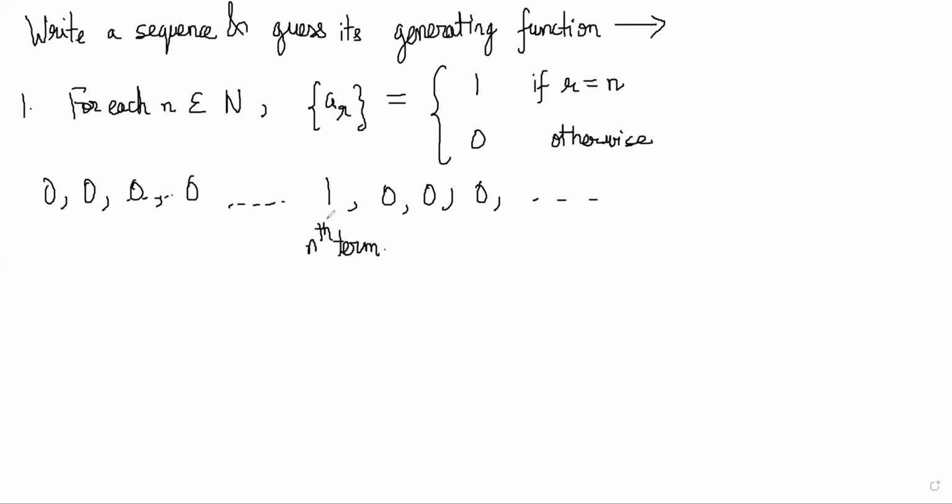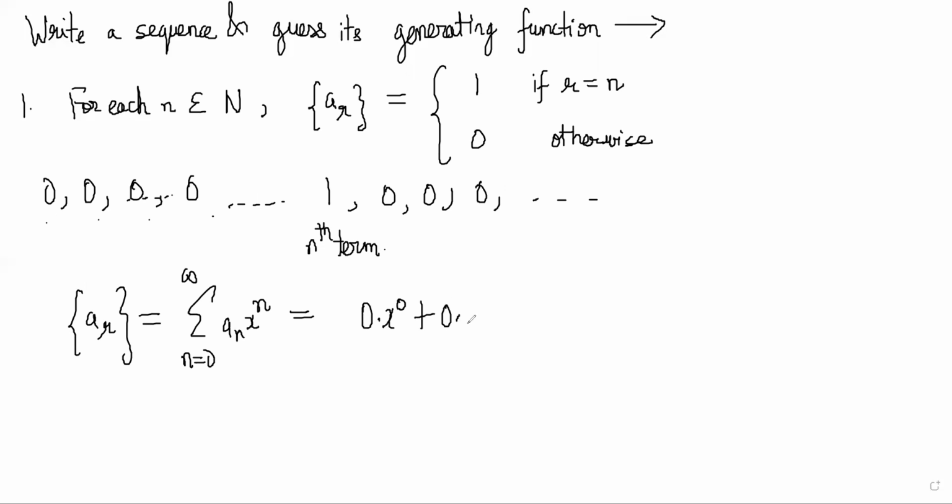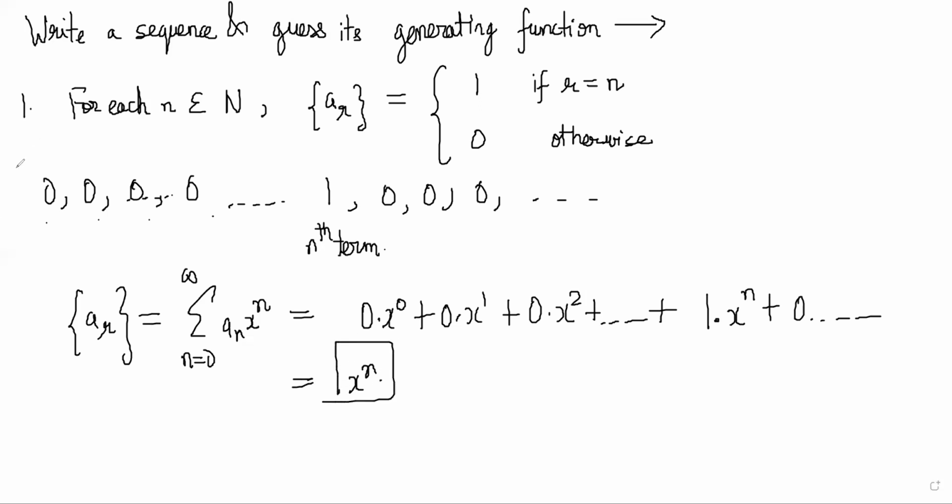So the obvious generating function for this would be, I will write generally as a_n x^n. That is my generating function when n goes from 0 to infinity, right? So since all of these coefficients are 0, I will say 0 into x^0 plus 0 into x^1 plus 0 into x^2 plus so on till I get 1 into x^n, and after that everything else is 0, right? So the generating function for this will be simply x^n. x^n is the generating function for this particular sequence that we have.